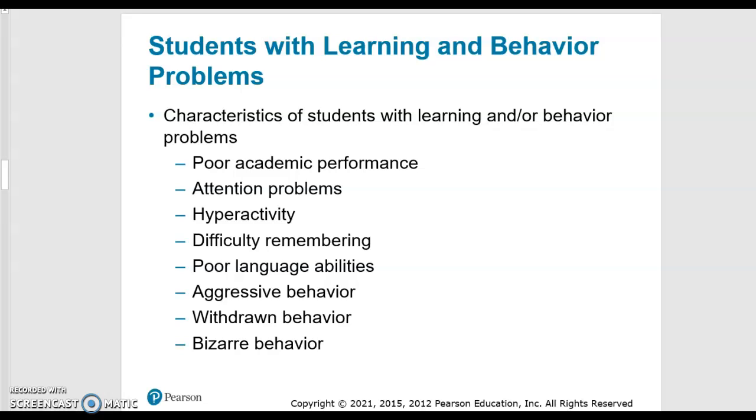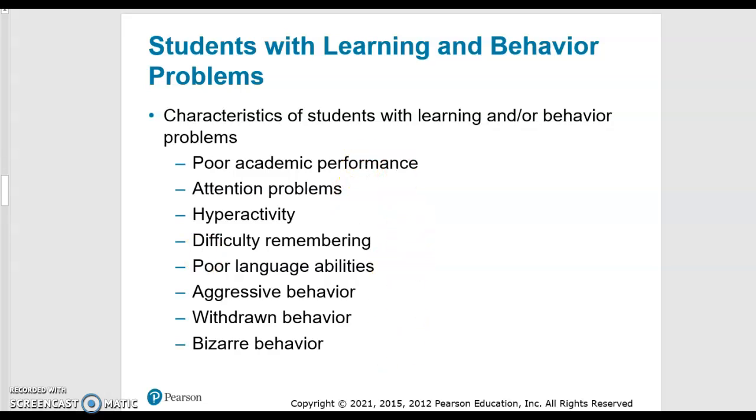So this is now back to the textbook, the 10th edition of the textbook, 2021. So some characteristics of students with learning and/or behavior problems. So kind of the learning disabilities and/or some behavioral disabilities or just behavior problems. You're going to see probably a lot of these characteristics, right? You might see some poor academic performance, hyperactivity, poor language abilities, aggressive, withdrawn. You may or may not see all of these at once, but you may see more than one, if that makes sense.